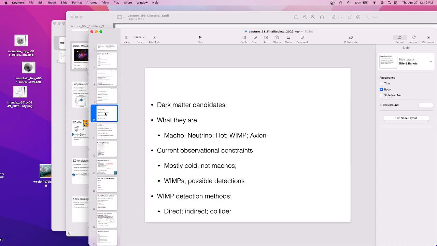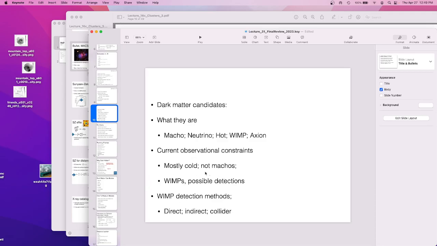Dark matter candidates. There's a whole lecture on dark matter candidates, and what I really want you to be familiar with is what are the important ones. MACHOs, axions, WIMPs, maybe neutrinos. Which ones have been absolutely ruled out? Neutrinos and MACHOs. Which ones are we still looking for? WIMPs and axions. Which ones do we think it probably is? I'm not going to ask you that question because I don't know anymore. I used to have an idea, but I've given up on that idea.